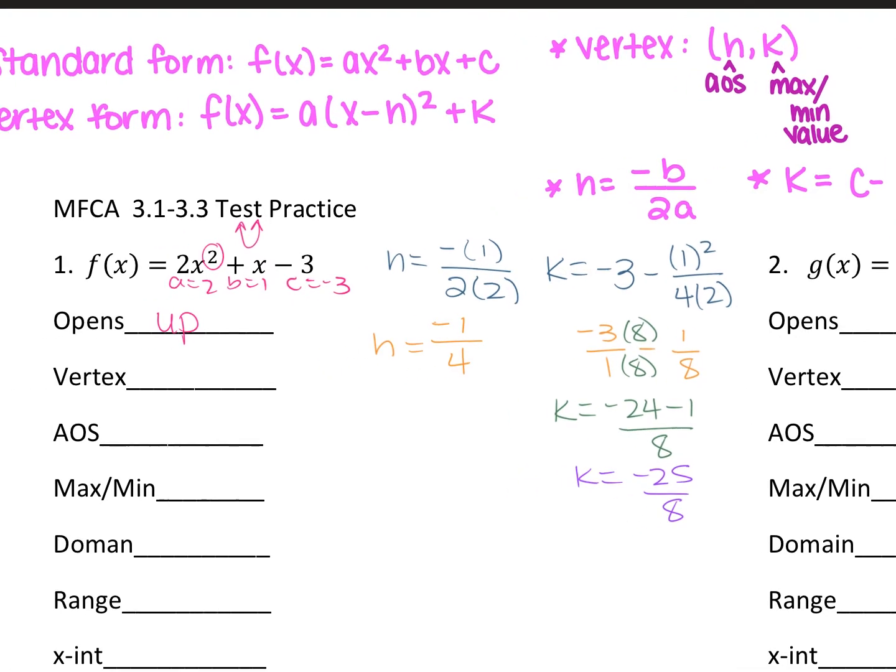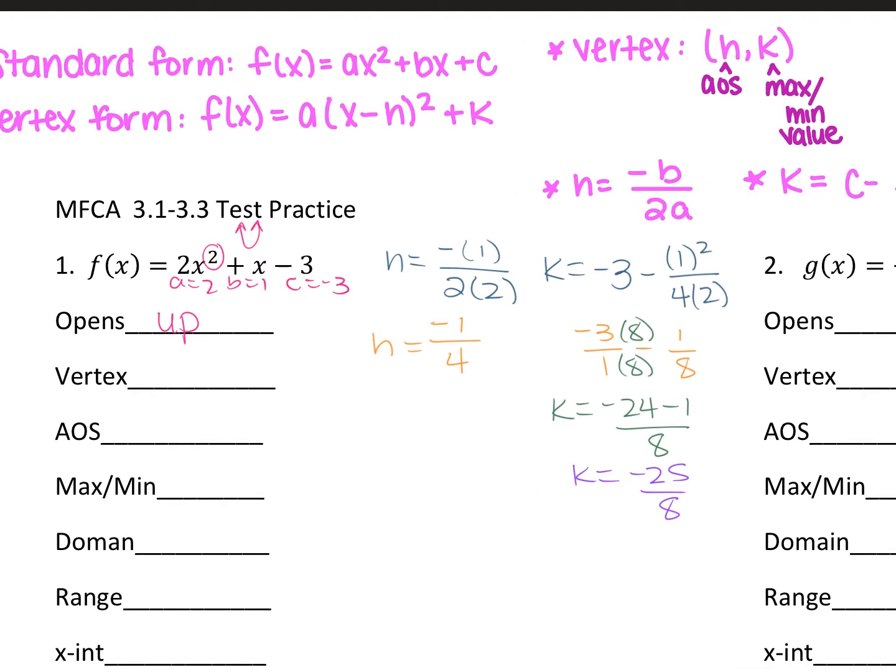So our vertex is the ordered pair h comma k. So that's just going to be the ordered pair, negative 1/4 comma negative 25 over 8. Again, your axis of symmetry is the x value from your vertex. So that just means that x is equal to negative 1/4. Your maximum or minimum value is the y value from your vertex. So that's going to be y is equal to negative 25 over 8.